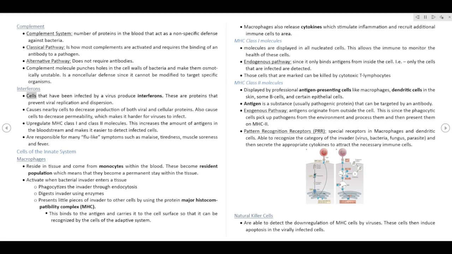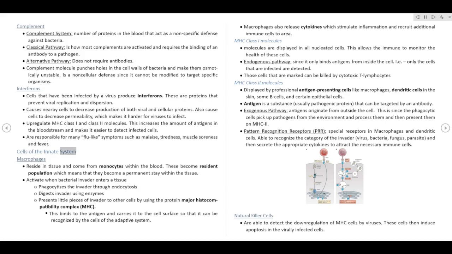Interferons. Cells that have been infected by a virus produce interferons. These are proteins that prevent viral replication and dispersion. They cause nearby cells to decrease production of both viral and cellular proteins. They also cause cells to decrease permeability, which makes it harder for viruses to infect. They upregulate MHC class I and class II molecules. This increases the amount of antigens in the bloodstream and makes it easier to detect infected cells. They are responsible for many flu-like symptoms such as malaise, tiredness, muscle soreness, and fever.